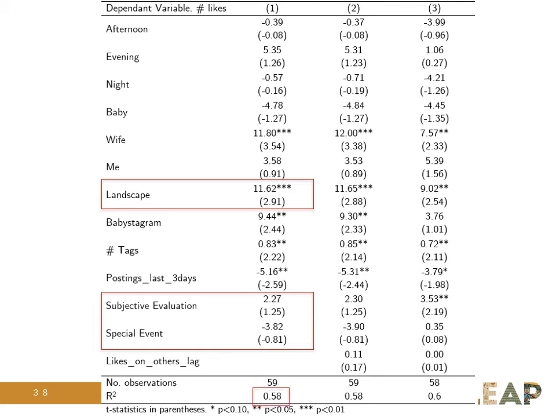And then R squared. Here I have R squared of 0.58. That means that around 58% of the variation in y, in the number of likes, can be explained by the variables I have in the model. And the remaining 42% is not explained, so it's in the error term. So I can't explain the remaining 42%, but I can explain around 60%.